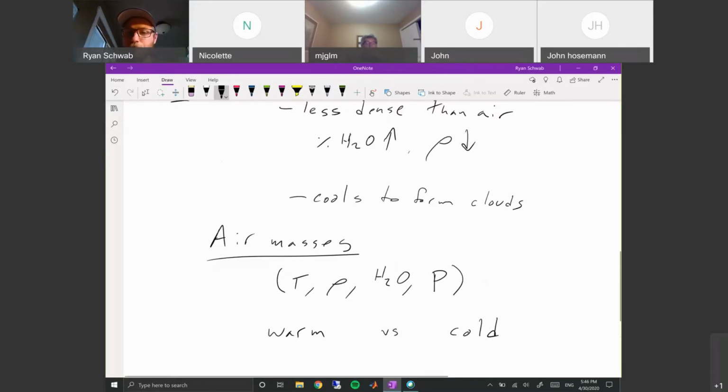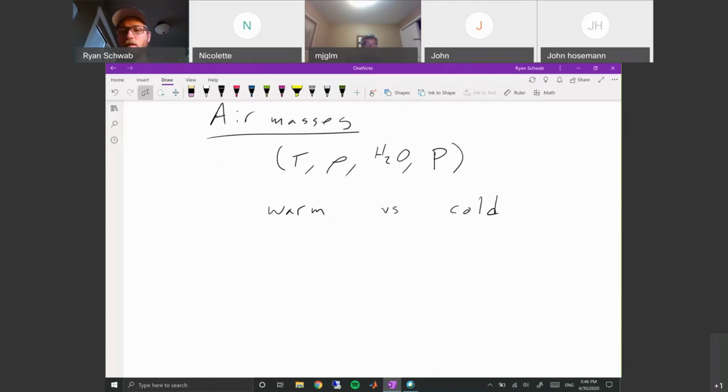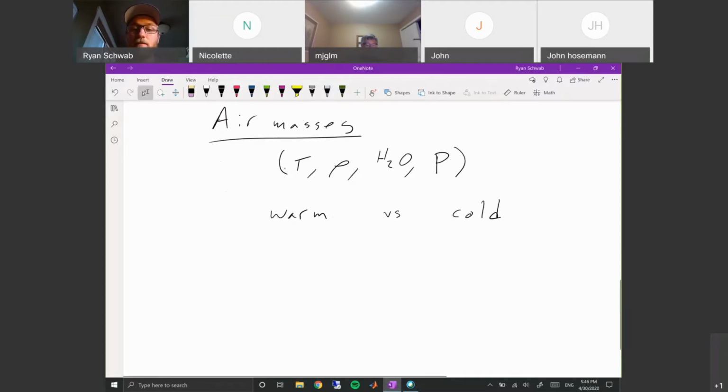Yeah, and so these are also affected by the pressure. And one thing to think about is that in general with air masses, these warm air masses, right, they do have a higher temperature and they have then a lower pressure. Cold air masses tend to have colder temperatures, but higher pressures. Higher pressures. Cool.